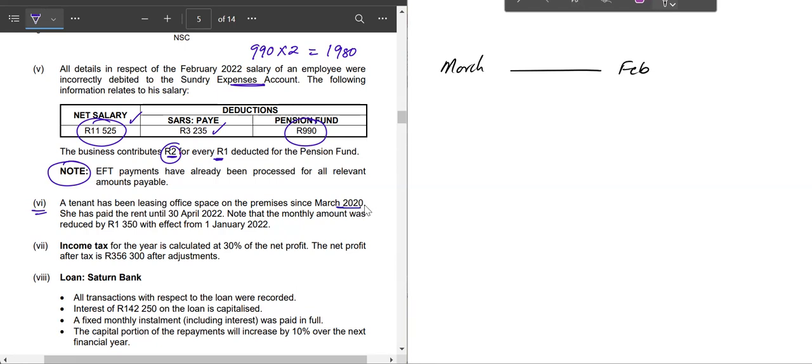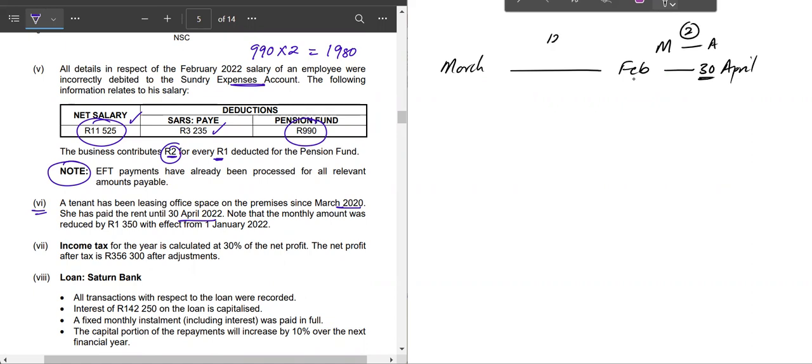So from the beginning of this financial period, the tenant was in the premises and rent has been received until 30 April 2022. So instead of us receiving till February, we have received until 30 April. Very important, 30 April means we need to consider the full month of April. So the months that we have received in advance are going to be March and April. So we have 2 months that we have received in advance.